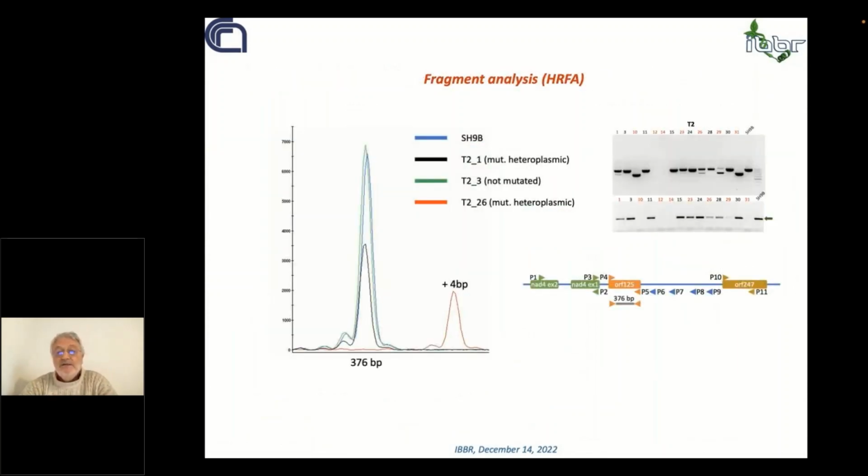Besides that, we checked the target gene in all the regenerated plants for the presence of additional mutations using fragment restriction analysis. In only one case, plant 26, we discovered something quite interesting: besides the 236 deletion mutation, it also has an additional mutation in the normal fragment, an insertion of 4 base pairs. So it has 2 mutations in the same plant.